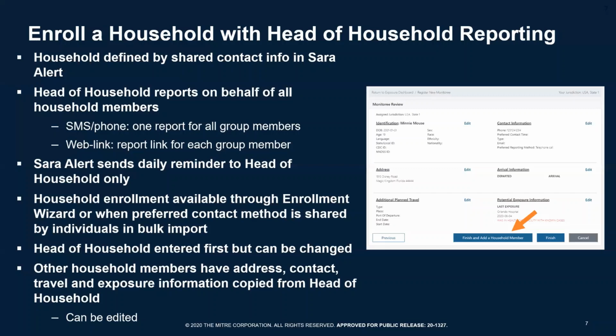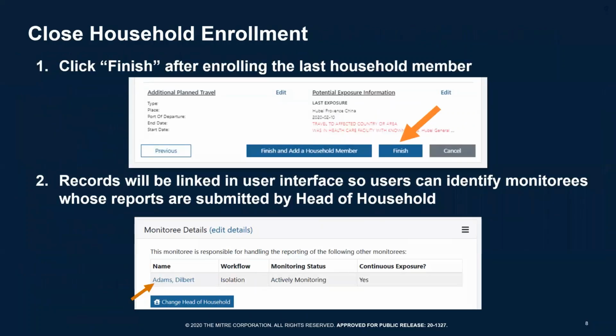Certain information will be automatically pre-populated based off of the head of household's information, such as address, contact, and travel information, but this information can be adjusted for the new household member during the enrollment process as needed. You can continue to add more household members by continuing to select the Finish and Add Household Member button each time you come back to the review screen. Once you are done enrolling all household members, in order to finish enrollment, you can press the Finish button.